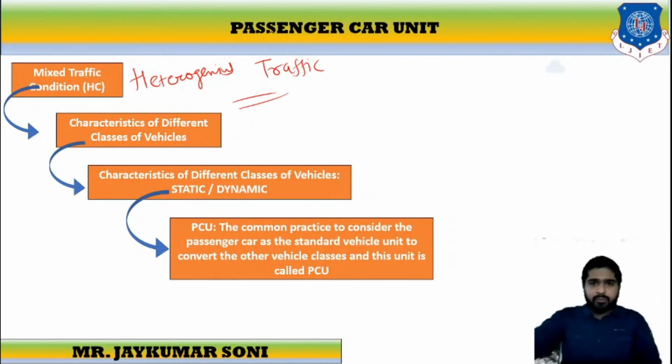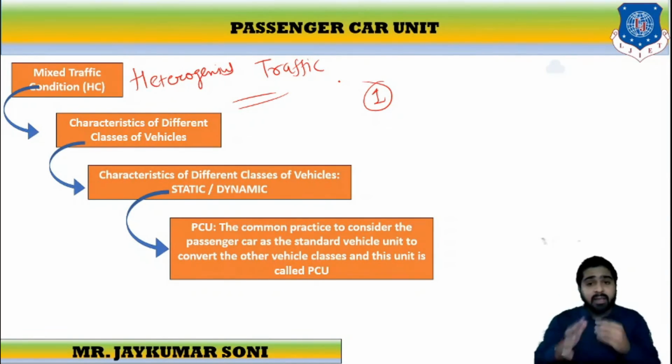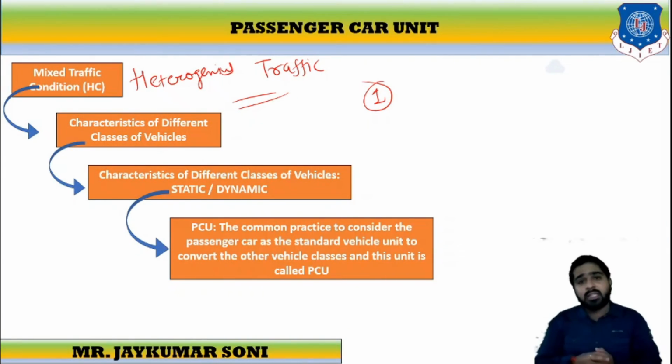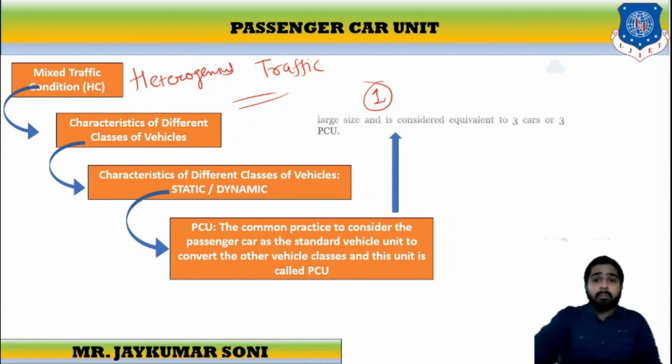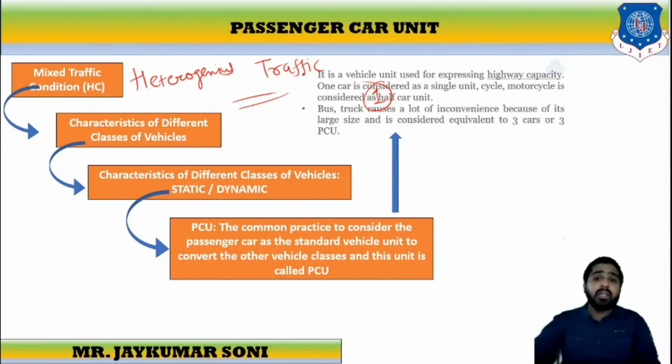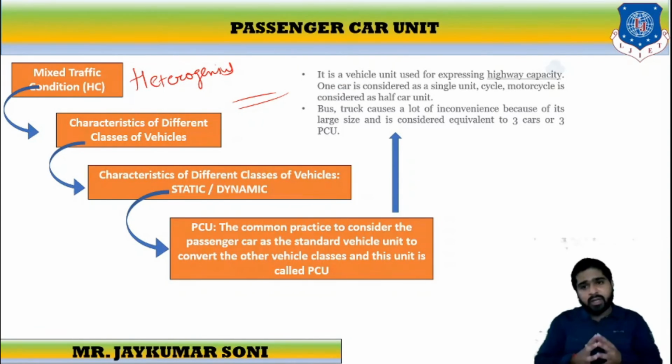If a road is there and a Wagon R or a passenger car is traveling, we will consider that that particular vehicle consumes one unit of space. And on the basis of that, we will convert other vehicle classes. So this particular unit is called the passenger car unit. It is a vehicle unit which is used to express the highway capacity, in which one car is considered as the single unit, while a cycle, motorcycle, or scooter consumes half of the space of a car. So that will be considered as 0.5.